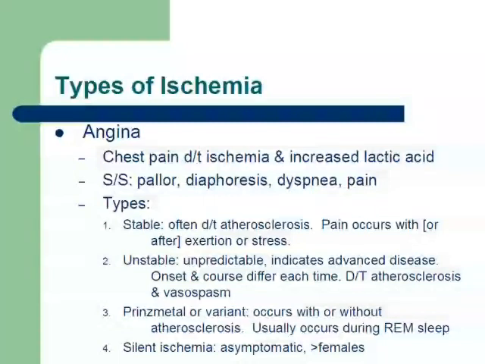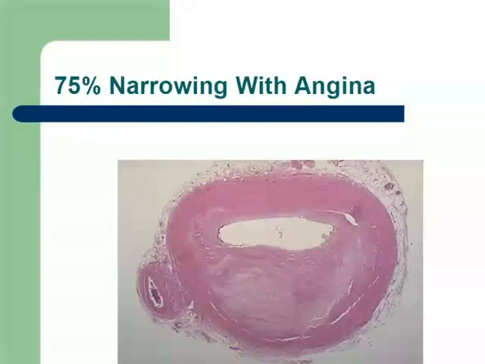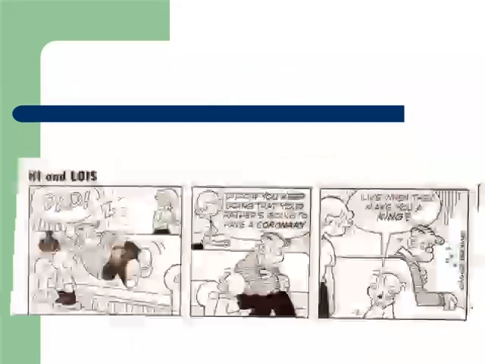Silent ischemia is asymptomatic. It tends to occur more in females. Oftentimes they'll just say that they're tired or maybe a little short of breath, or they just don't feel right. You can also have mental stress-induced ischemia. Usually this occurs if you have at least 75% narrowing of the coronary artery.